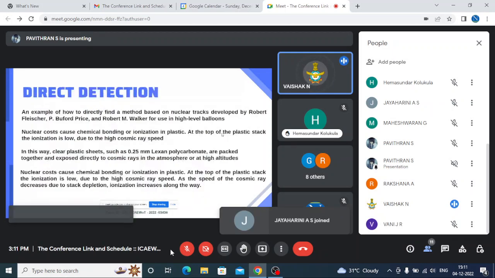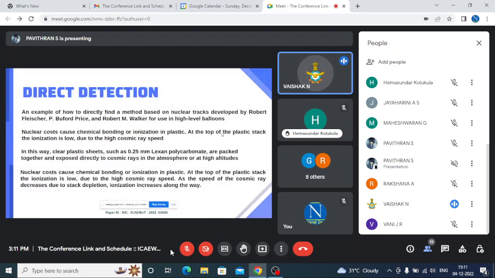Okay, so an example of how to directly detect a cosmic ray was introduced by Robert Fleischer using high-altitude balloons. In this method, they used plastic sheets made of Lexan polycarbonate with a thickness of 0.25 mm to be precise, and they allowed the cosmic rays to pass directly through them at the top of the sheet.